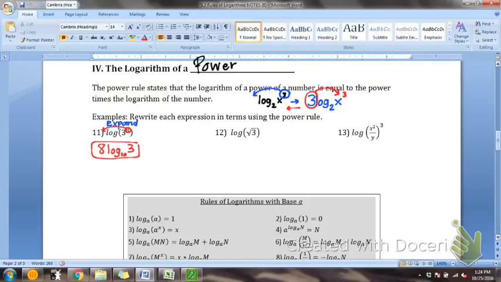What about number 12? There is no exponent, right? You guys see an exponent there? Okay, but in unit 4, we talked about this. How can you make a square root become an exponent?